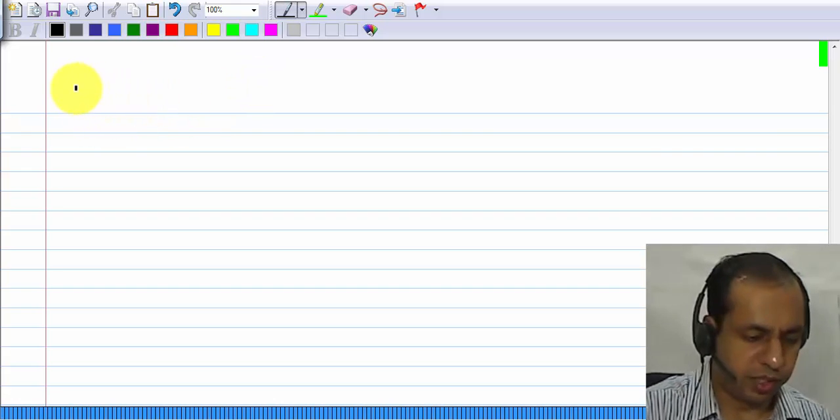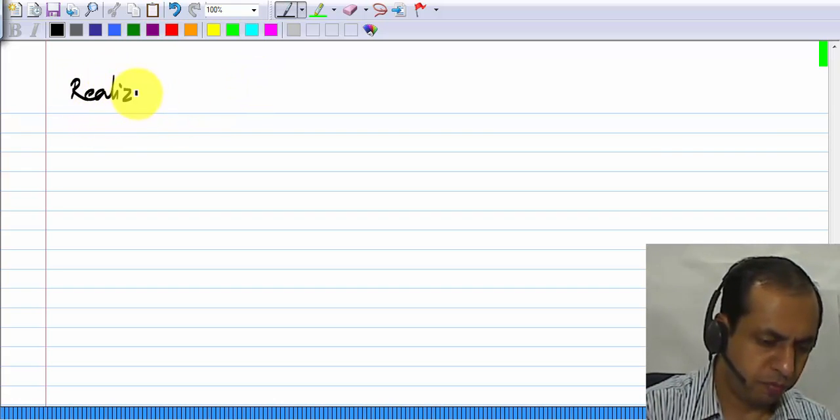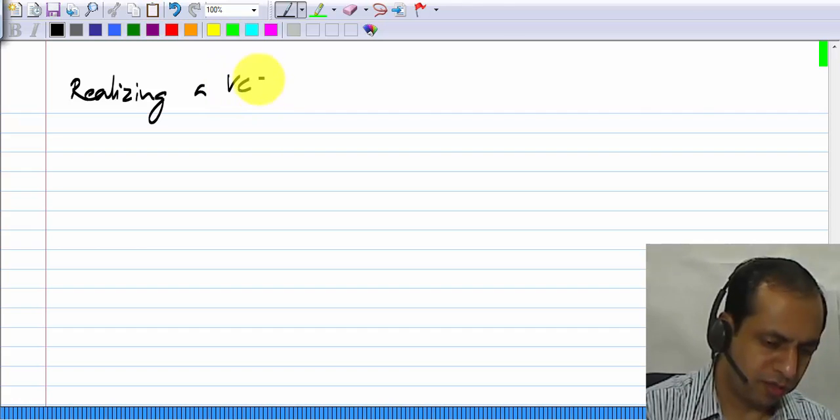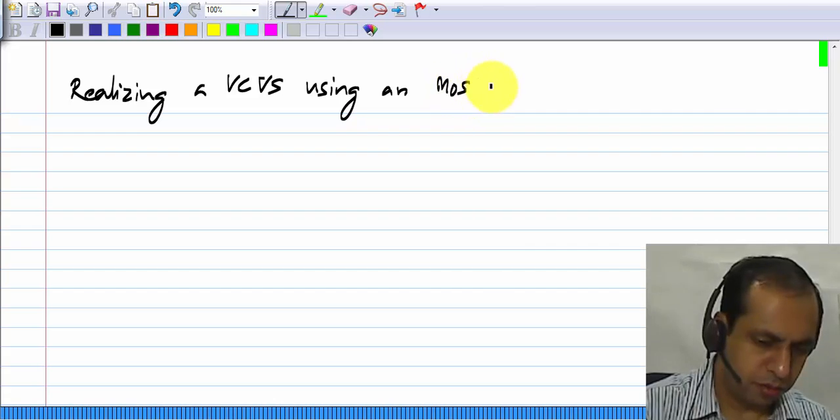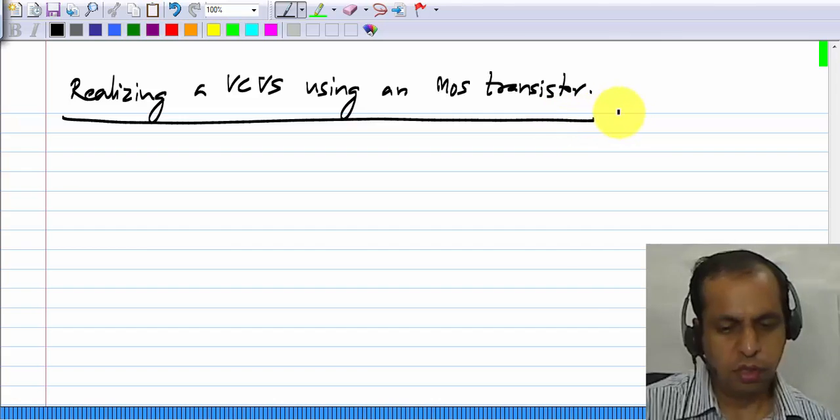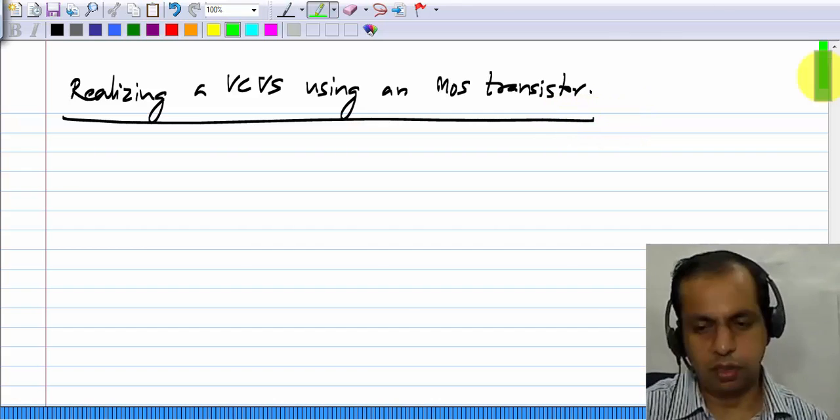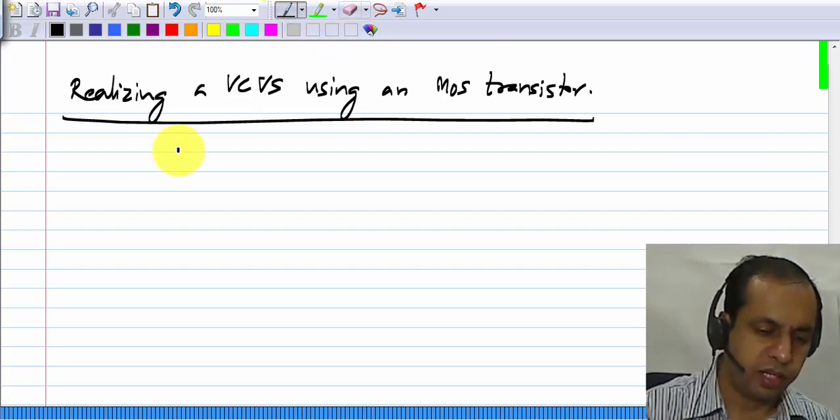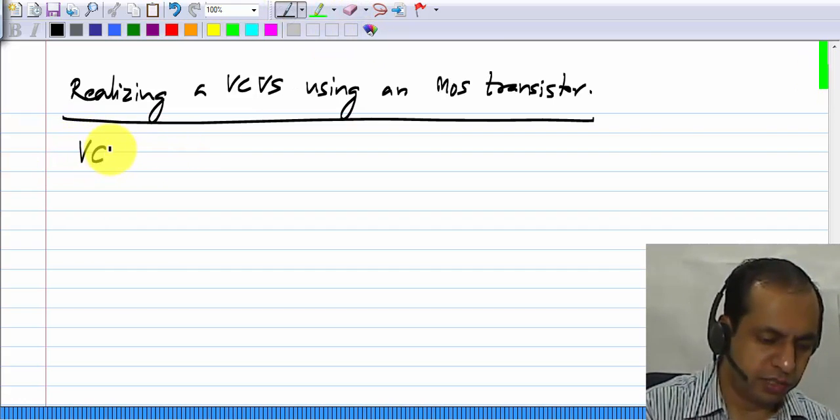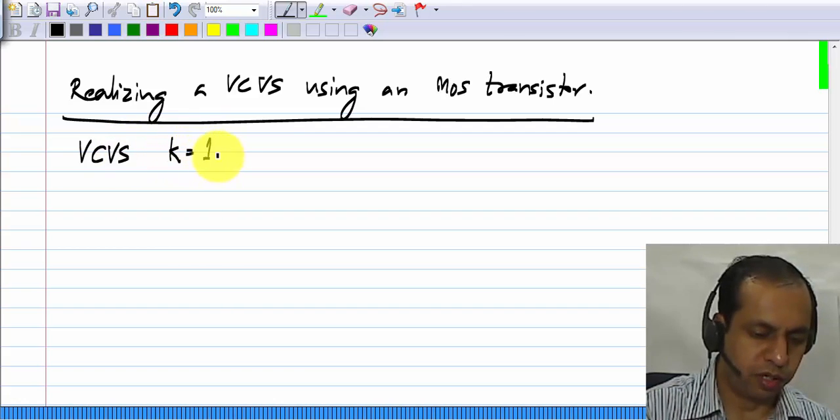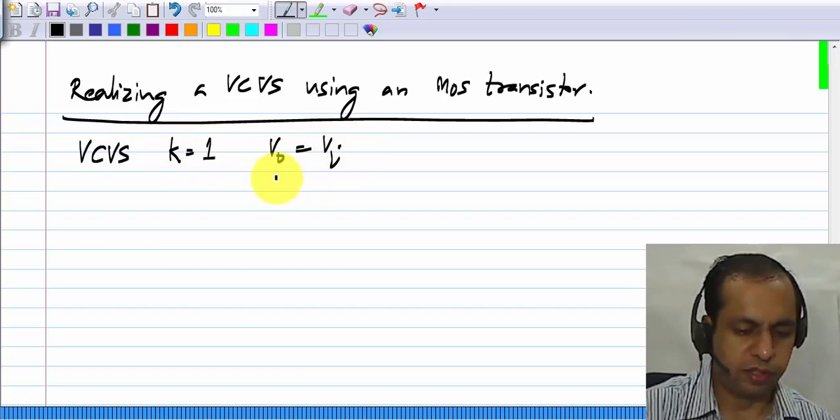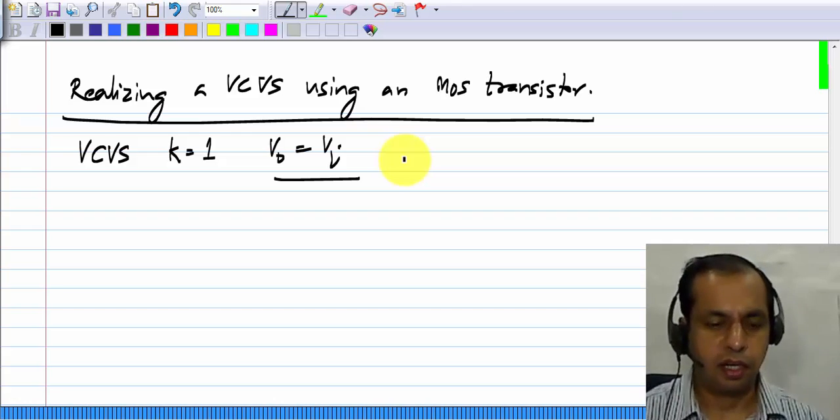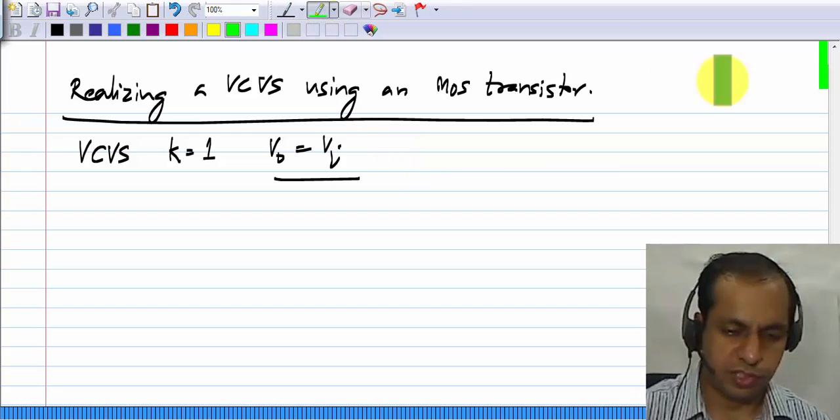How do we realize this using a MOS transistor? First of all, because of certain restrictions, that is because the source is common to the control sides of the MOSFET, it turns out that we can only realize a VCVS with K equals 1, that is Vo equals Vi. We'll come to this later. This is using a single MOS transistor.